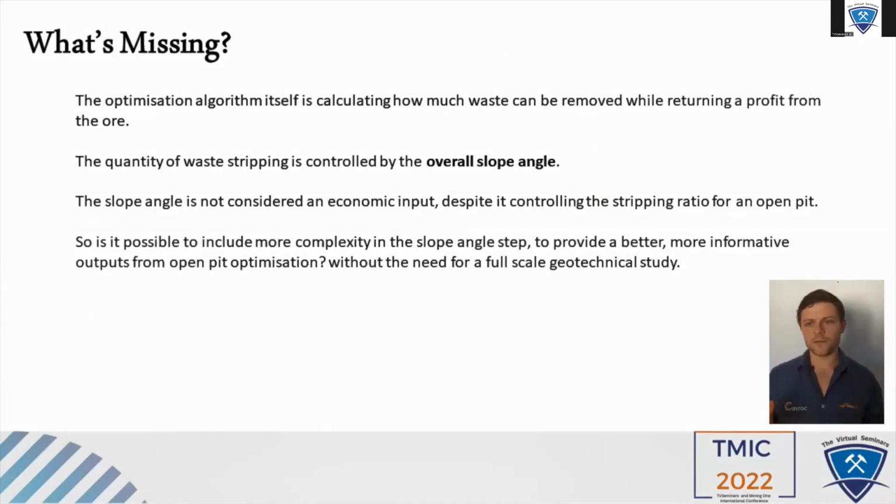So I wanted to ask the question, is it possible to introduce more complexity to improve that overall slope angle that we're going to put in? And is it possible to then introduce more complexity in the optimization process itself, the economic side of things, to really provide better, more informative outputs from the optimization? And in order to do this, I didn't want to introduce a requirement for lots of geotechnical information. Usually, when a project is at this stage, there's not a lot to go on, and really you need to be able to develop this information using limited drilling or limited core logging, and maybe some test work.